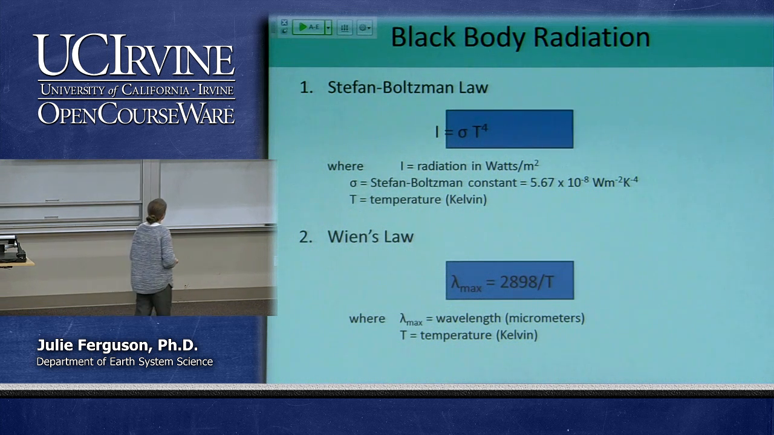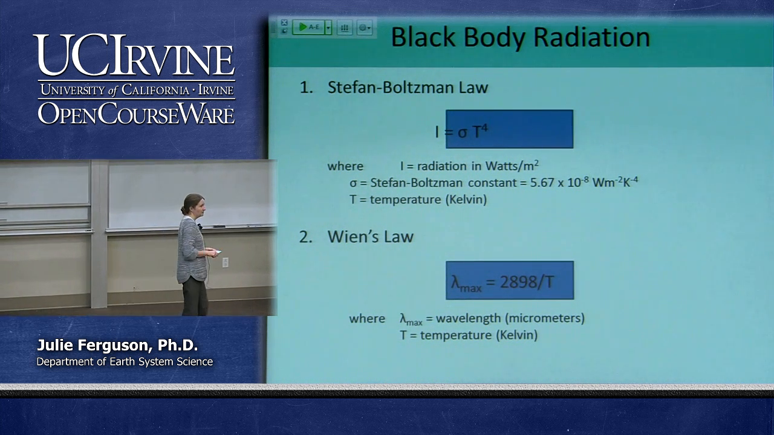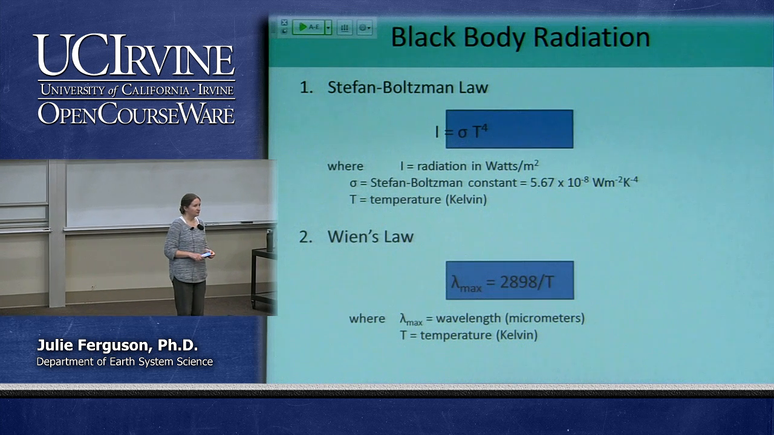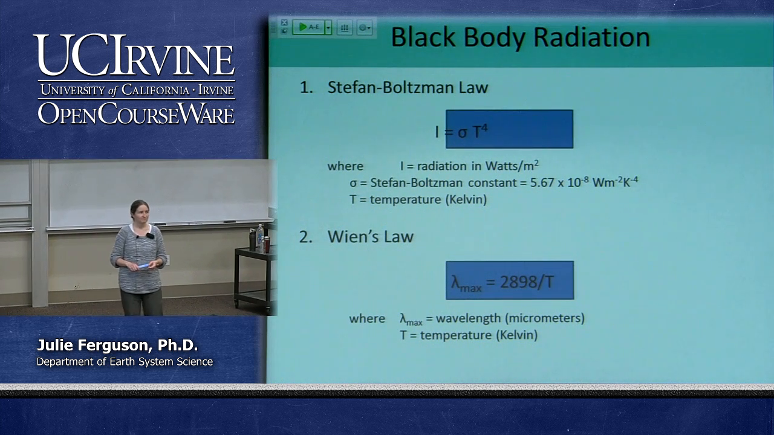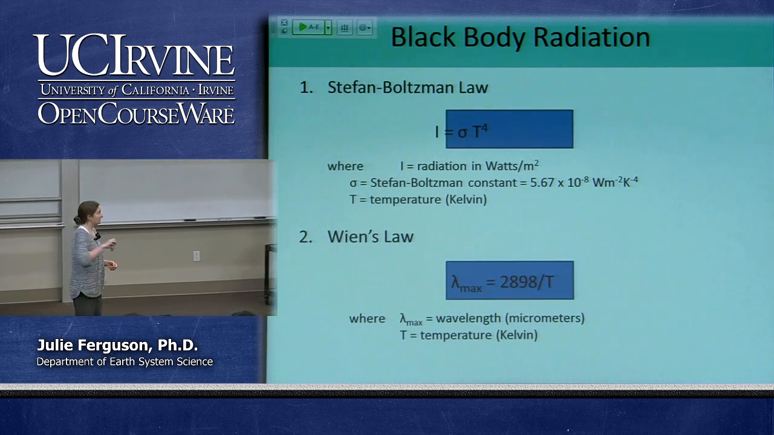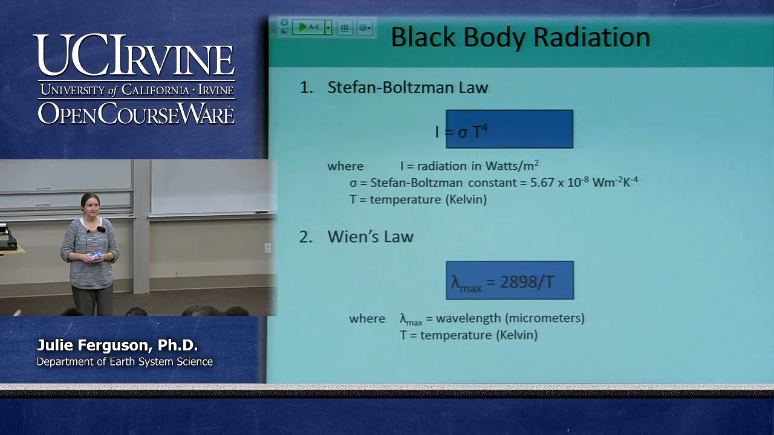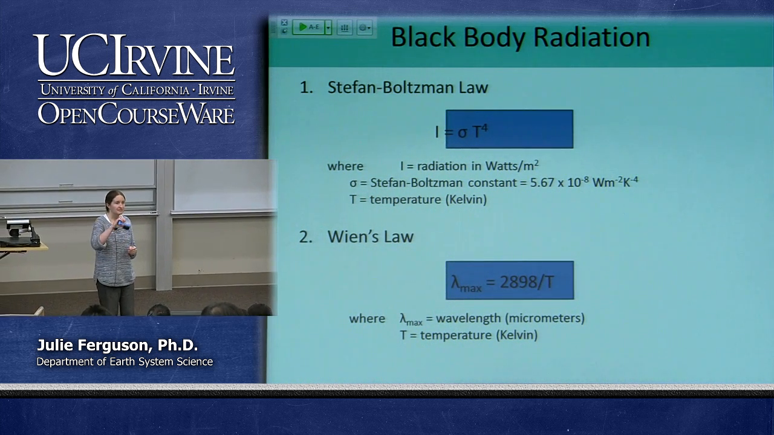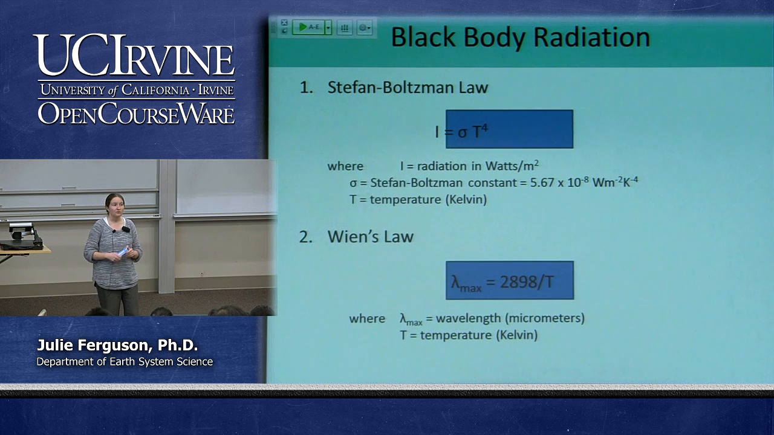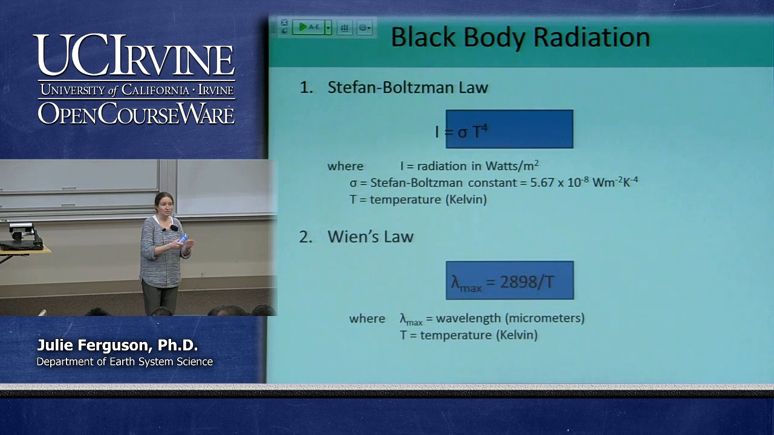So now what happens to our wavelength as we increase temperature? Does it increase or decrease? Yeah, it decreases. As we're increasing T, we're dividing by it, so we're going to decrease our wavelength. So the warmer something is, the shorter the wavelength it emits. Okay?